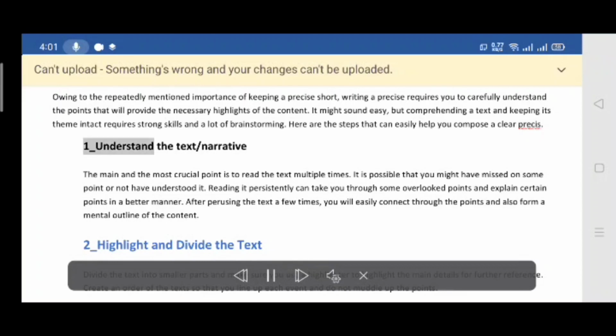1. Understand the text and narrative. The main and the most crucial point is to read the text multiple times. It is possible that you might have missed some point or not have understood it. Reading it persistently can take you through some overlooked points and explain certain points in a better manner. After perusing the text a few times, you will easily connect the points and also form a mental outline of the content.